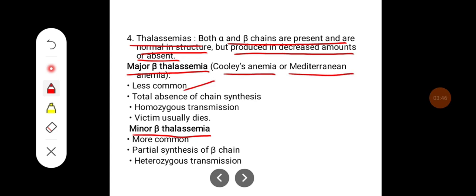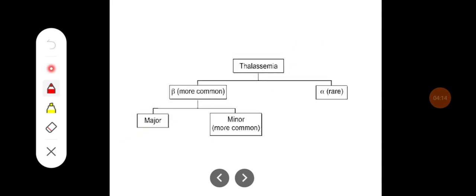It is less common. There will be total absence of chain synthesis. It has a homozygous transmission, and the victim usually dies because of excessive hemolysis. The minor variant is more common, and it occurs because of the partial synthesis of beta chain, and it is transmitted in a heterozygous pattern. So these are the variants of thalassemia.